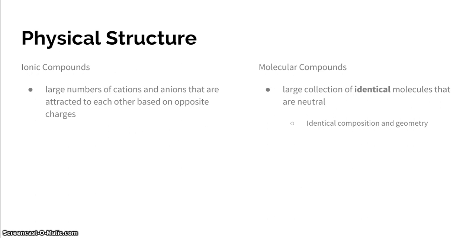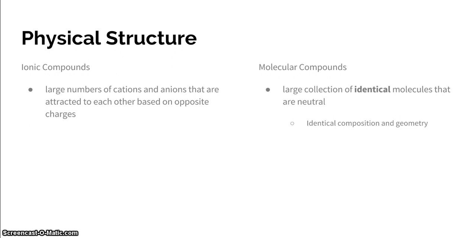In an ionic compound, we have a whole bunch of cations and anions. They're attracted to each other based on their opposite charges. Cations are positive, anions are negative. So all those ions are attracted to each other to make their physical structure.